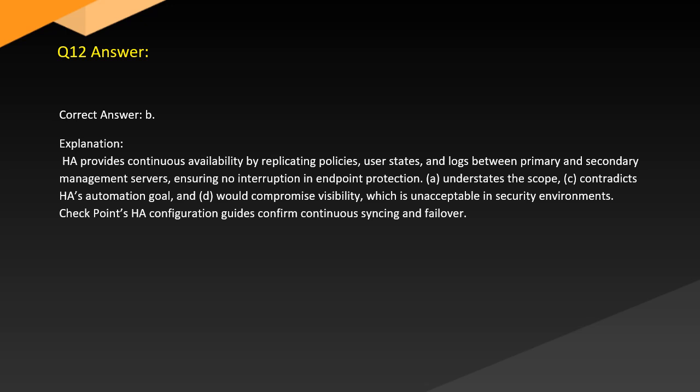Answer. Correct answer, B. Explanation. HA provides continuous availability by replicating policies, user states, and logs between primary and secondary management servers, ensuring no interruption in endpoint protection. A understates the scope. C contradicts HA's automation goal. And D would compromise visibility, which is unacceptable in security environments. Checkpoint's HA configuration guides confirm continuous syncing and failover.